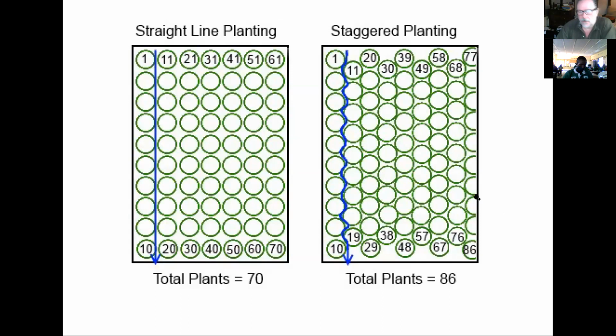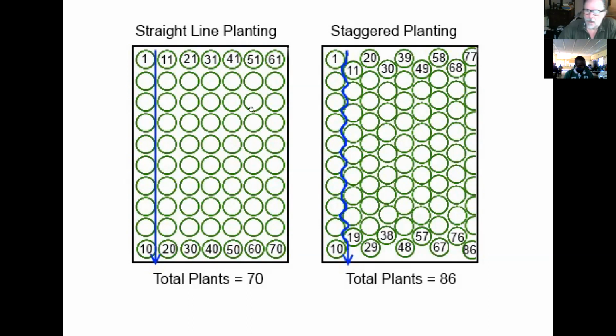Putting things in straight lines. These are planted, say these could be tree plants in the same space. By having everything in the same straight lines with the same spaces, we can only fit 70 into this space. Whereas offsetting them, there are all of these spaces here, space, space, space. By offsetting them, we can actually fit 86, wow, another 16 into the same space just by how we arrange them.